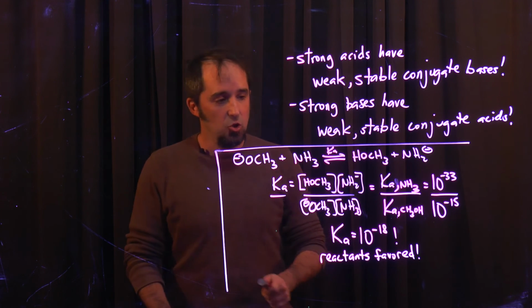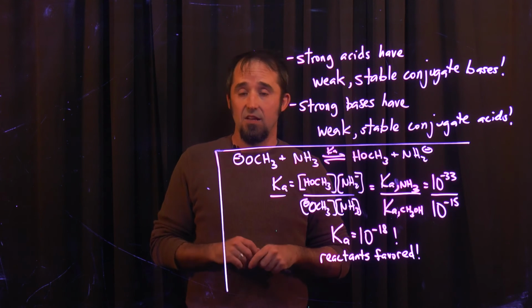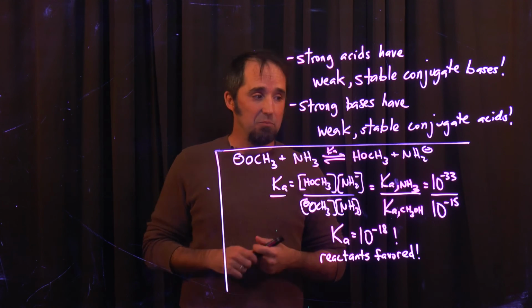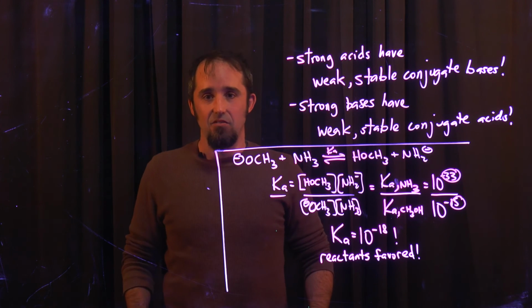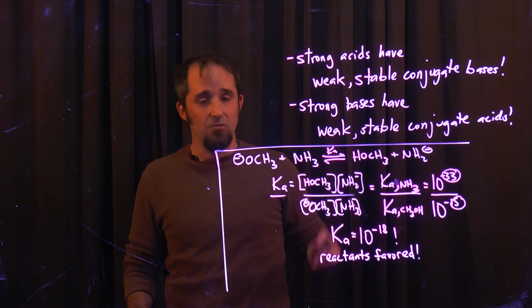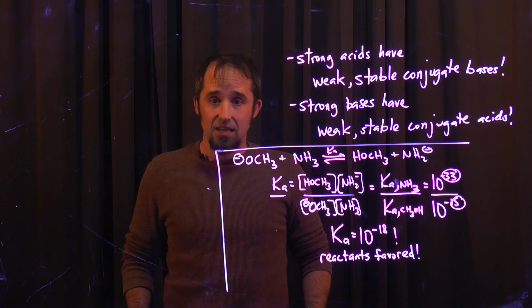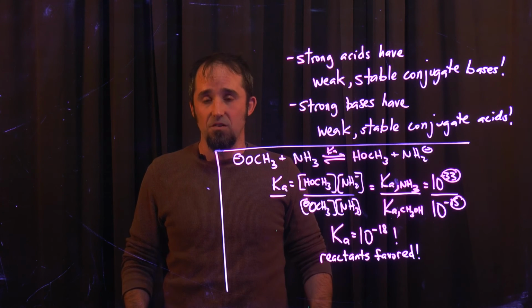So, did I need to do all this math? No, I showed you this math once. So now what you can do is simply look at the difference in the pKa's of the acid, right? So the first thing we said was pKa 33 versus pKa 15. What that tells you is that it's biased by 18 orders of magnitude toward the weaker acid.